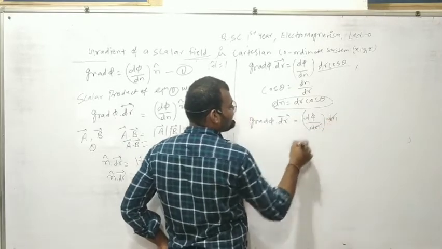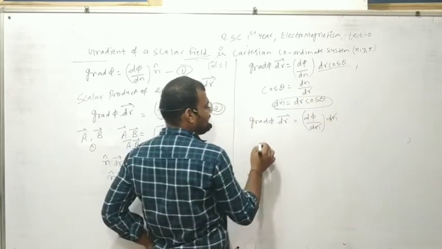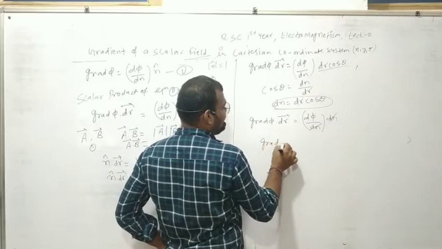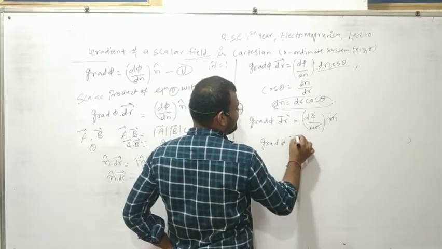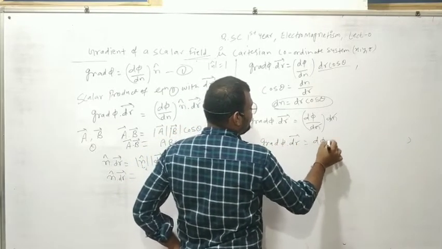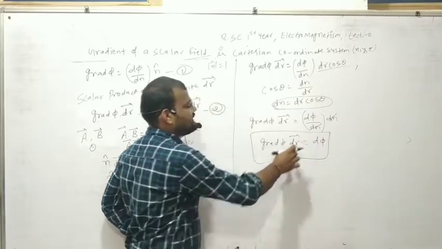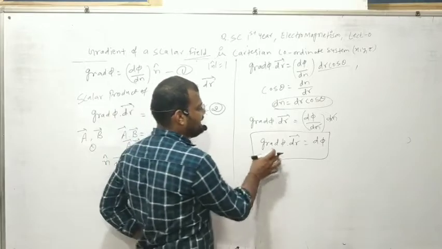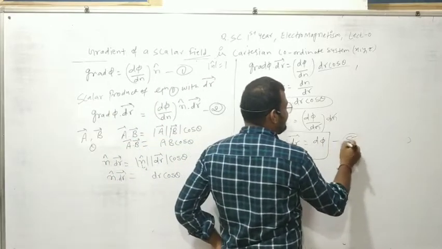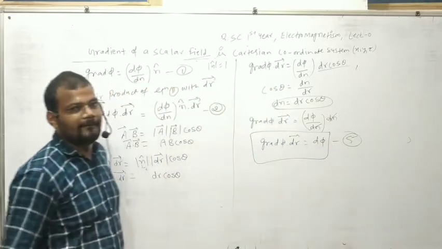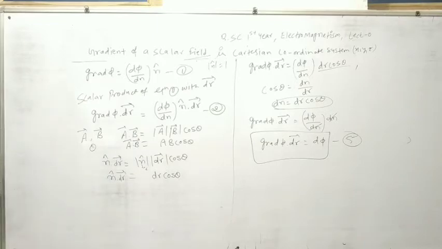So dn cancels out with dn. So what will you get? Gradient phi dot dr vector equal to d phi. This will be your flux, dr vector the displacement vector, and gradient phi. Let's write this as equation number 5.